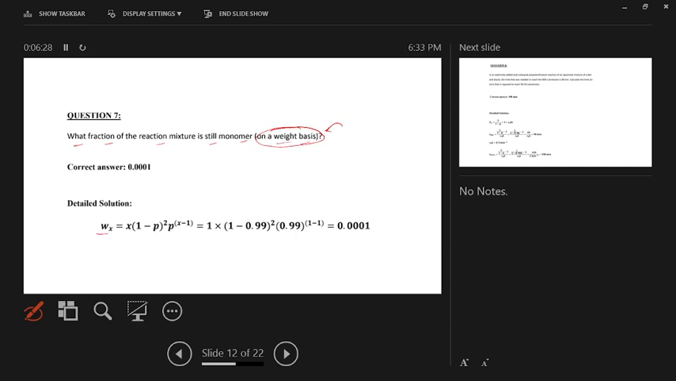Here is the formula to find the weight fraction of monomer. For any x-mer, you can say Wx, and the formula is Wx = x(1 − p)²p^(x−1). Here it is asking about the monomer, so x will be 1. If you put x equal to 1, and the conversion we already know is 0.99, you will be able to find this weight fraction. Again, the weight fraction is very low compared to the mole fraction. Okay, so this is clear.